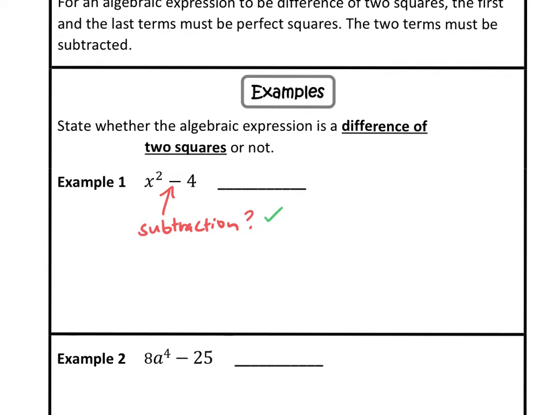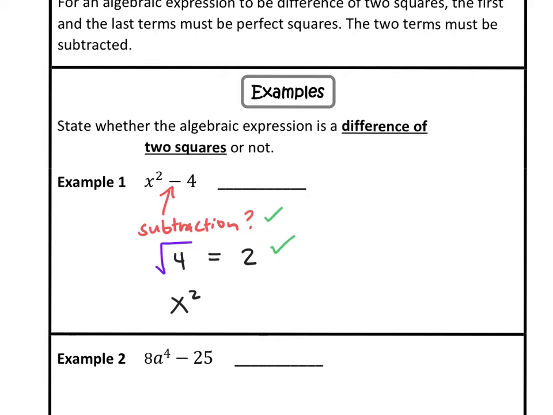Sorry, let me use black. And so my question is, can I square root this? Can I square root 4? Let's look at the number first, right? Can I square root 4 and get a whole number? Yes. Check mark. What about x squared?